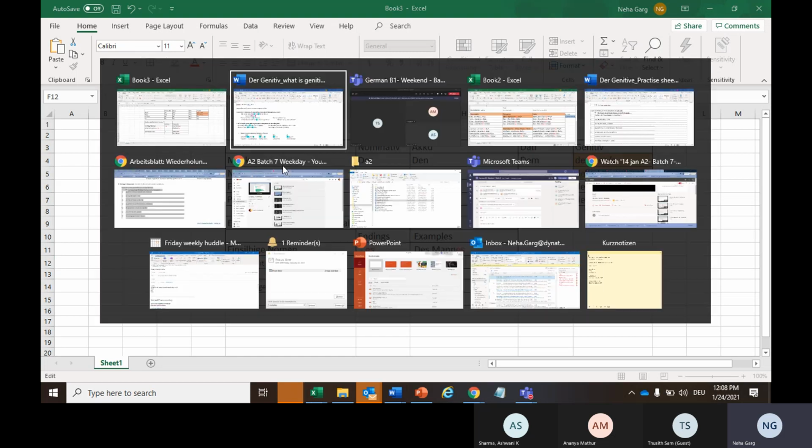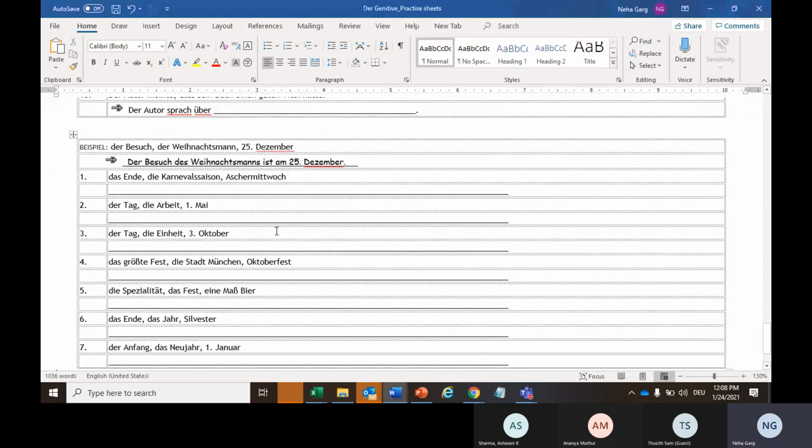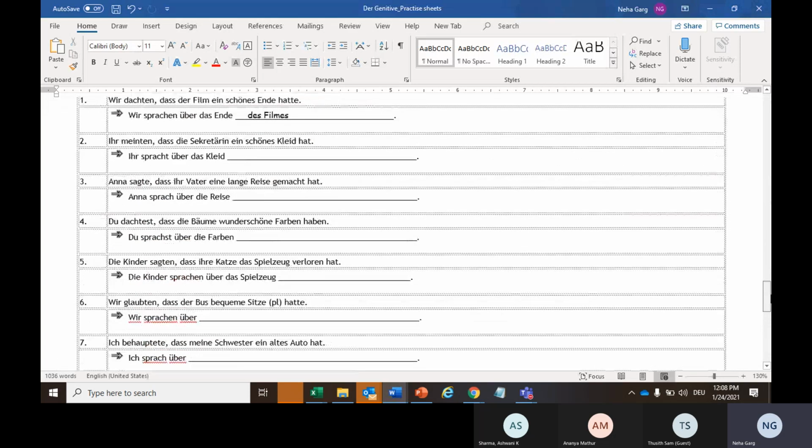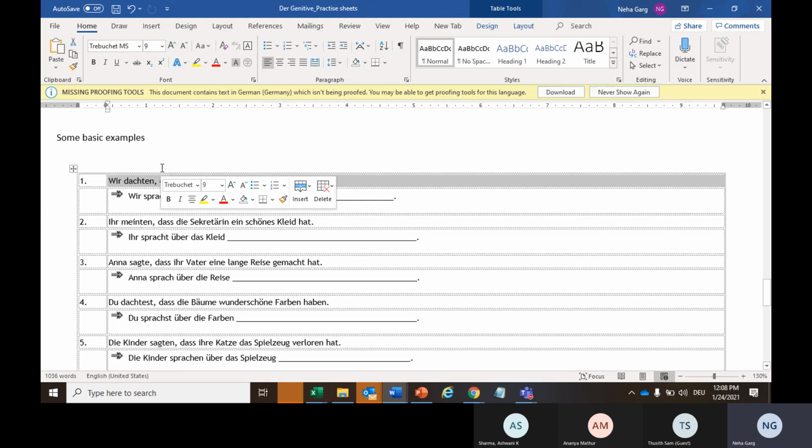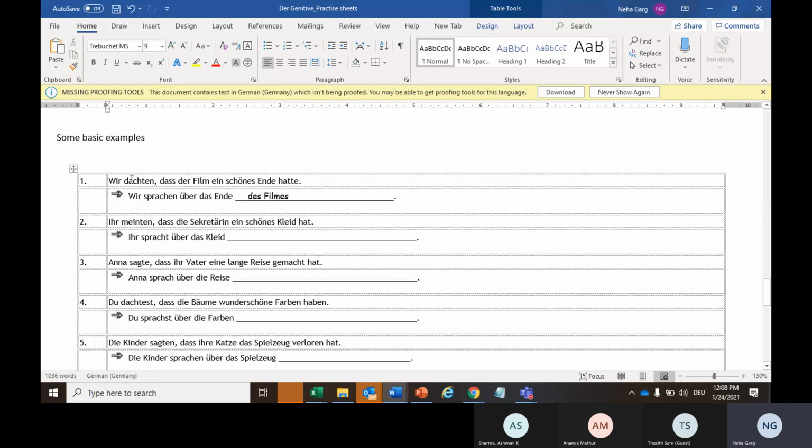Okay, now let's see some basic examples here. Here I have a list of some very simple examples. A normal sentence is written here, and what we will be doing is each one of you will read the sentence and give me the answer for Genitive.